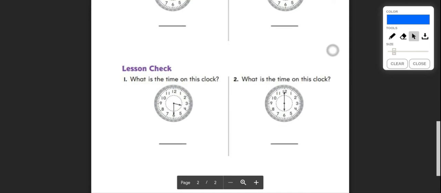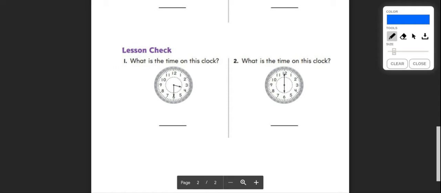All right, let's go to the last two we're going to look at. What is the time on this clock? We always start with our hour hand. And this hour hand is between the 3 and the 4. And remember, our hour hand has a hook and it goes backwards. So it's going to be 3 something. So I'm going to start with my 3. And then my minute hand is on the 6. So if I count by 5s, 5, 10, 15, 20, 25, 30, it would be 3:30, or half past 3.